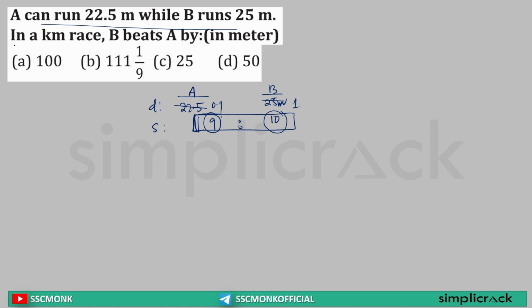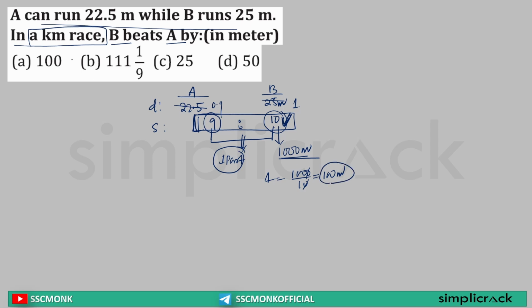Here what it's saying, in a race of 1 kilometer, B beats A. See, if B runs 1000 meter, 10 parts is equal to 1000 meter. So 1 part will be equal to 1000 by 10, which is equal to 100 meter. So 9 parts for A, and here it is 10 parts. What is the difference? The difference is 1 part, sir. That means B is winning this race by 1 part, and 1 part is equal to 100 meter. So B is beating A by 100 meter.